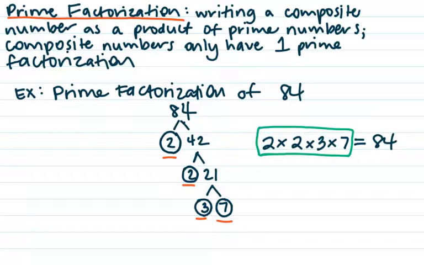There's one more thing I want to add on in this prime factorization. I've written 2 twice. So another way that you could write this is 2 to the second power times 3 times 7. That is the same thing.